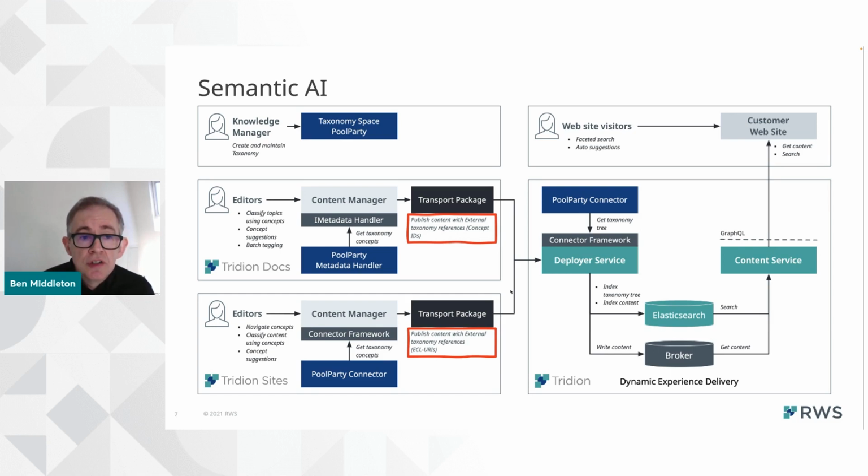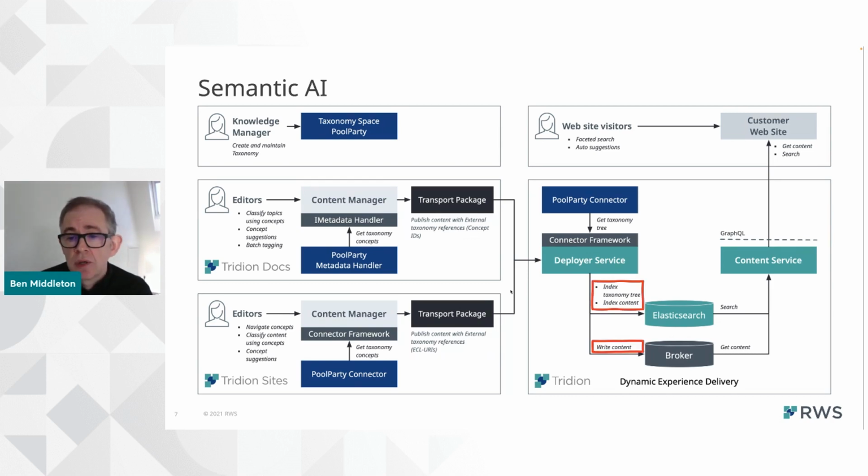And we use our usual transport process that we have between content management systems. So we have a transport package that contains the information that we have from the content manager, and that includes specific links to the concept IDs from our taxonomy that you've built in taxonomy space. Essentially, it's the same body of content that you would normally send, and it includes additional information.